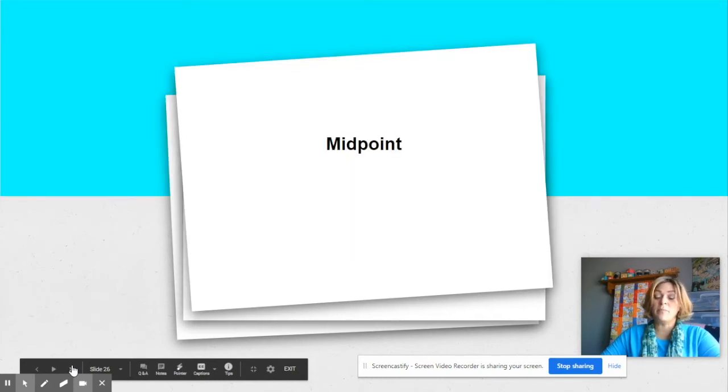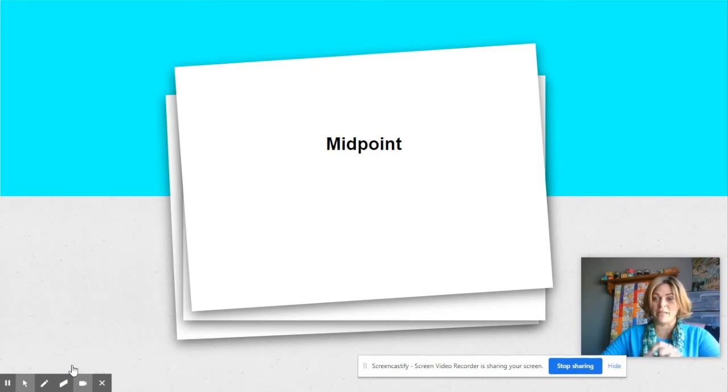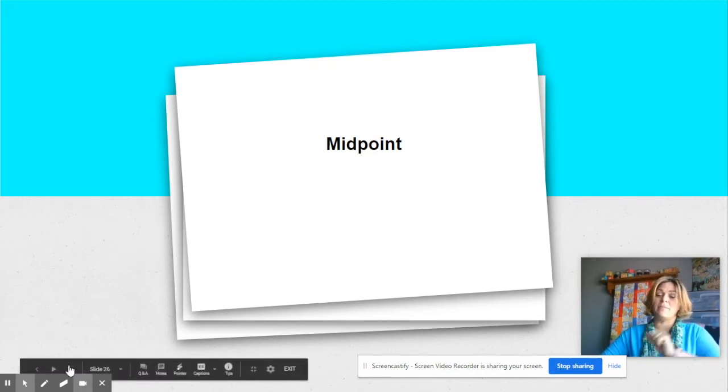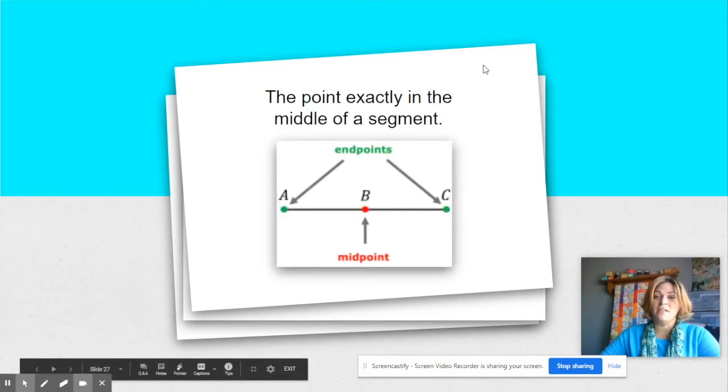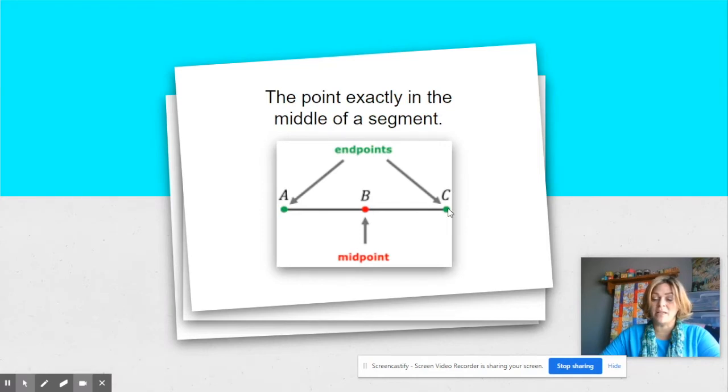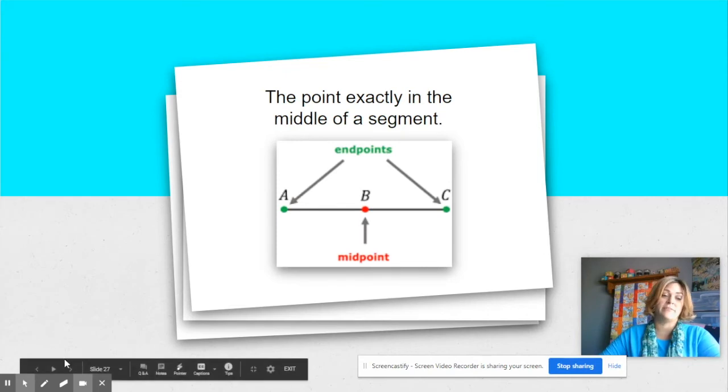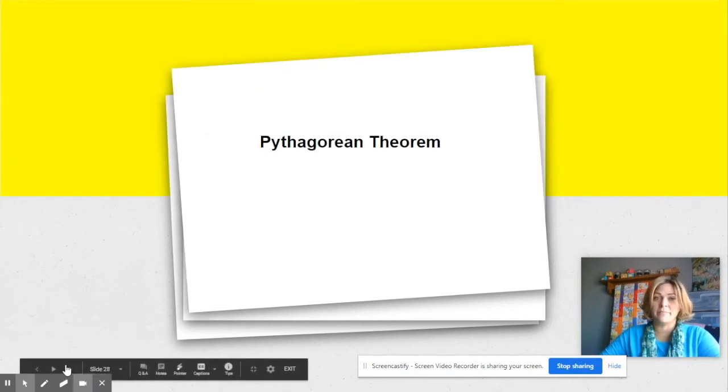Midpoint. Midpoint is exactly what it says, midpoint, point in the middle. So it's exactly in the middle. So if you have 2 endpoints of a segment, the midpoint is exactly there. There's a formula to go with this we will talk about later in a different video.